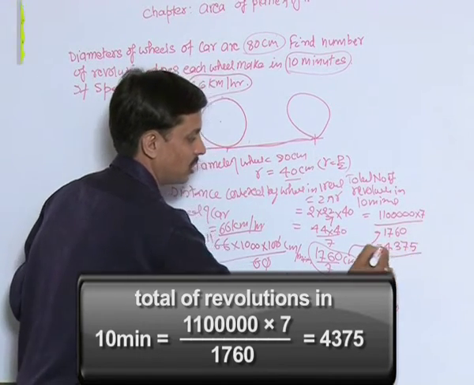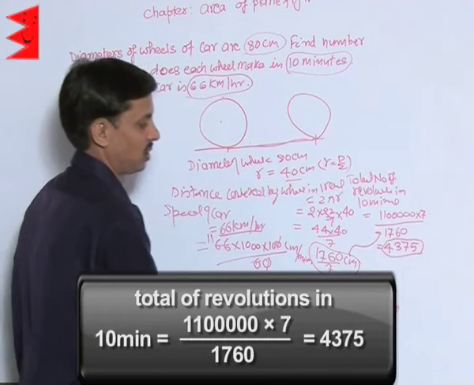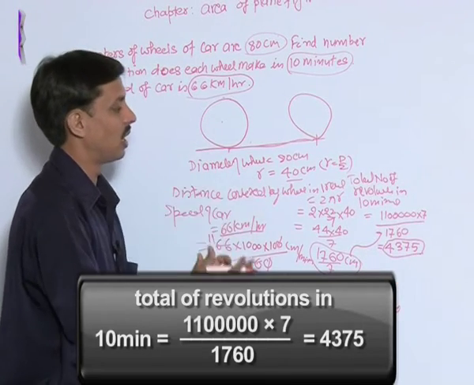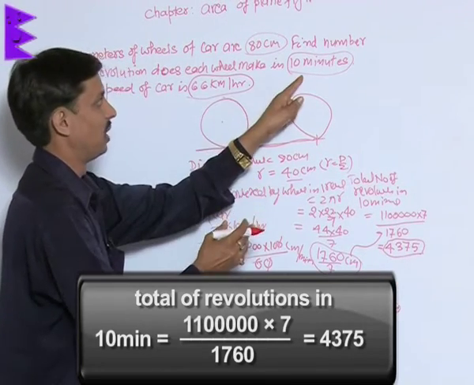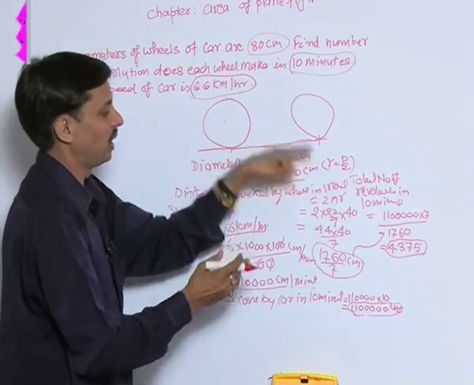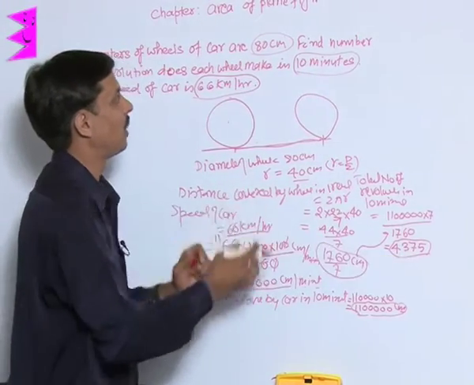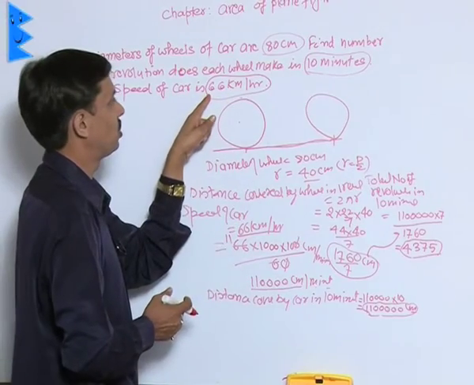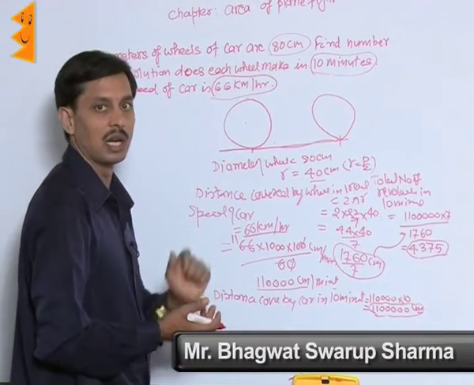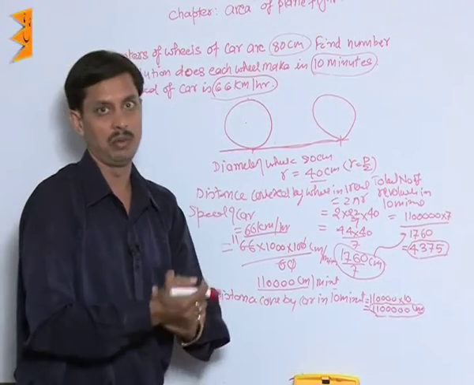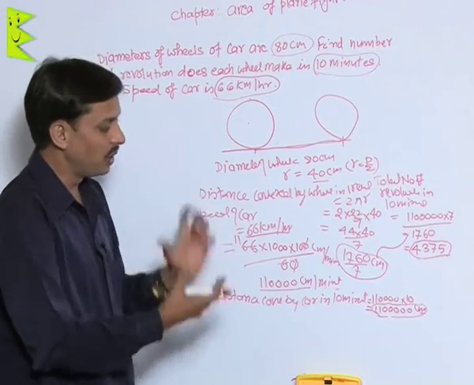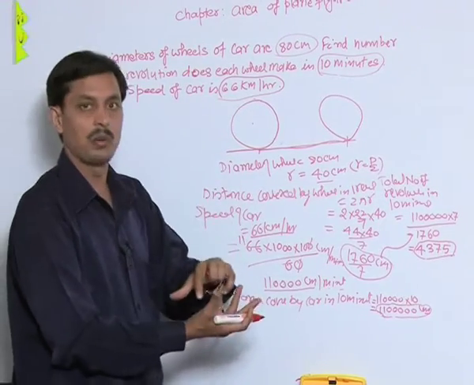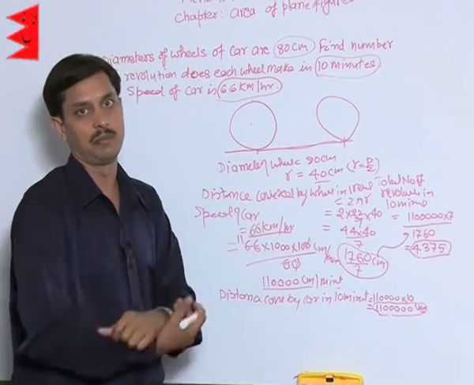4375. This is the total number of revolutions made by the car in 10 minutes. The wheel of the car is making 4375 revolutions in 10 minutes to maintain the speed of 66 km per hour with the diameter of 80 centimeter. Similarly, we can solve some problems related to this example.